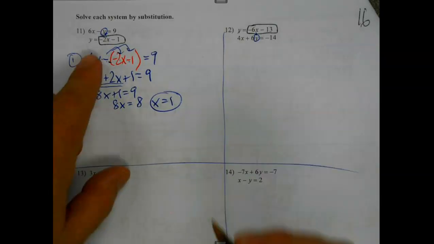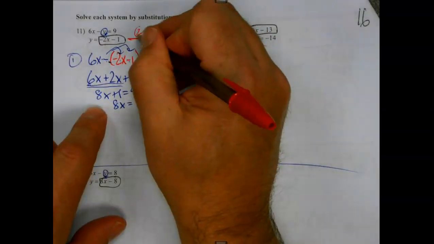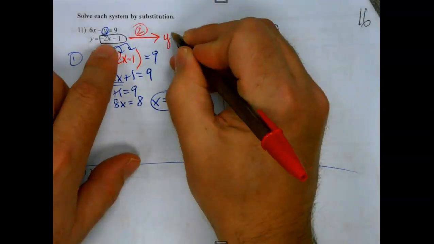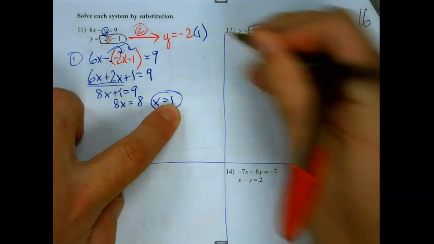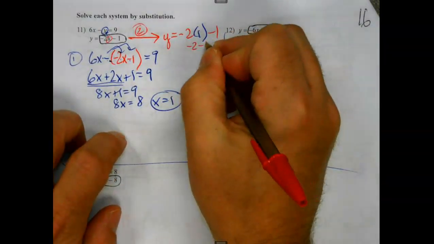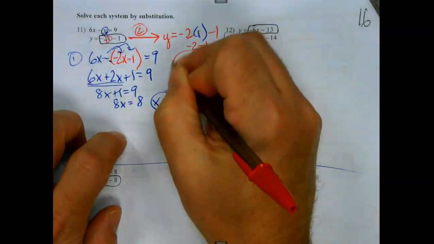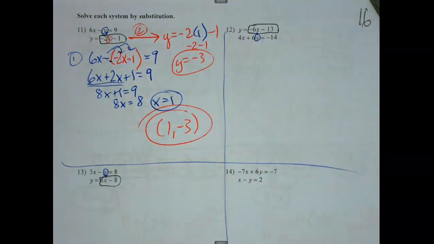And then for me, I can plug it back into either, but this already says y equals. I like this one a lot better. So I got y equals -2x minus 1. I very quickly get my y. Substitution will go faster most times than elimination does.